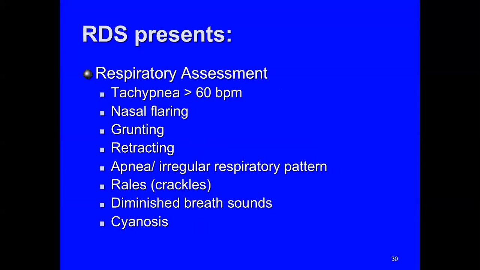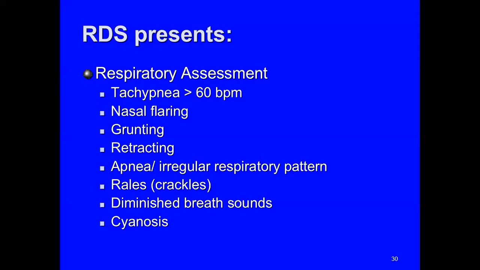There may also be apneas and irregular respiratory patterns. Other findings include rales, which is a crackling sound.